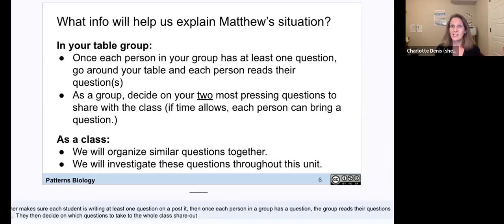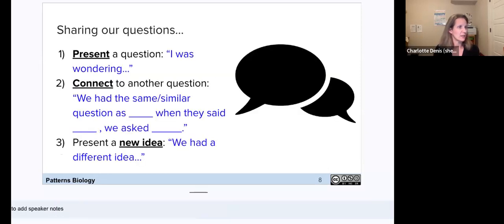After each student has a question, they work with their group to identify the two most important questions, and then they share those questions with the class. We use these prompts. Sometimes they say similar questions, and that's okay. I allow them to share the same question. And we post those questions into a Jamboard.